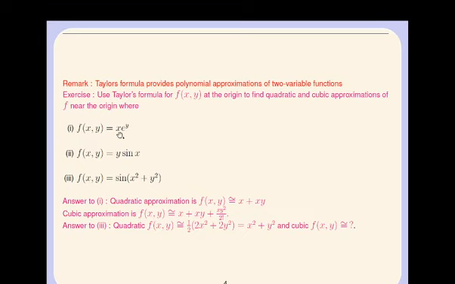1. F of x comma y is x e to the power y. 2. F of x comma y equal to y sin x. And 3. F of x comma y equal to sine of x square plus y square. Just substitute in the above formula, you will get the answer. So answer to 1, quadratic approximation, is x plus xy. You just substitute and verify. Cubic approximation is x plus xy plus xy square by 2 factorial.